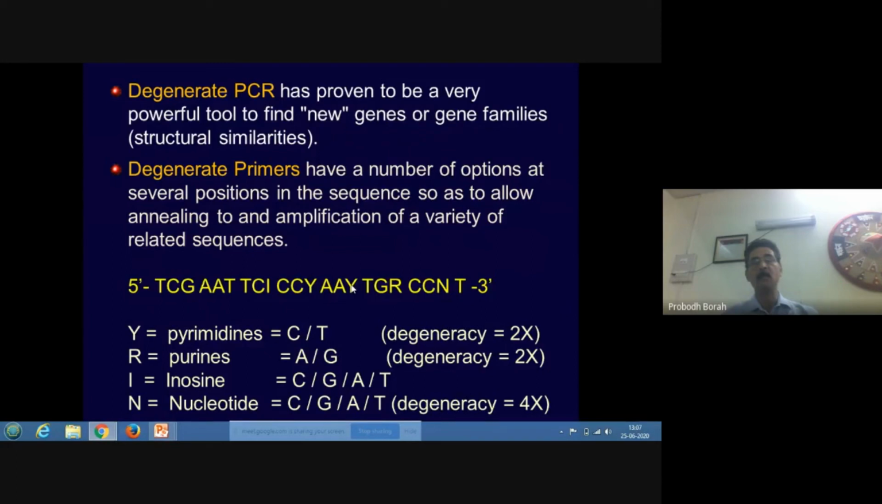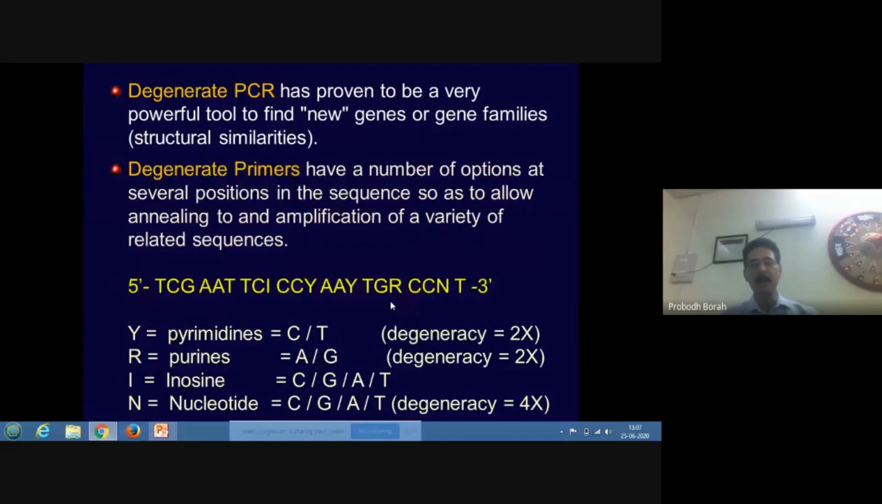Then we send this sequence for primer synthesis to the synthetic company, which will synthesize the primers for us. They will understand that they will have to produce 2 types of sequences, some molecules containing C at this position and some other molecules containing T in this position. That means they will produce 50% molecules with C at this position and 50% molecules with T at this position. Similarly, if there is a variation between A and G, it is represented by R.